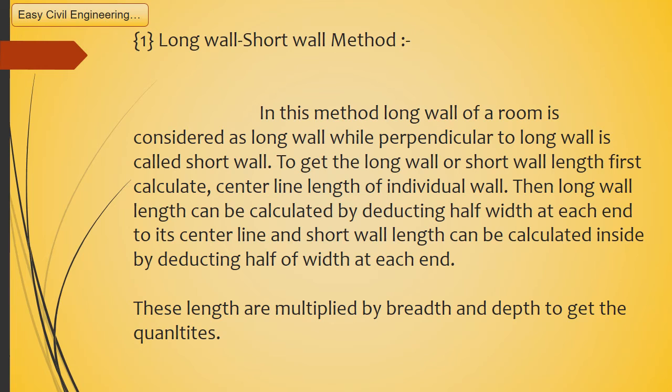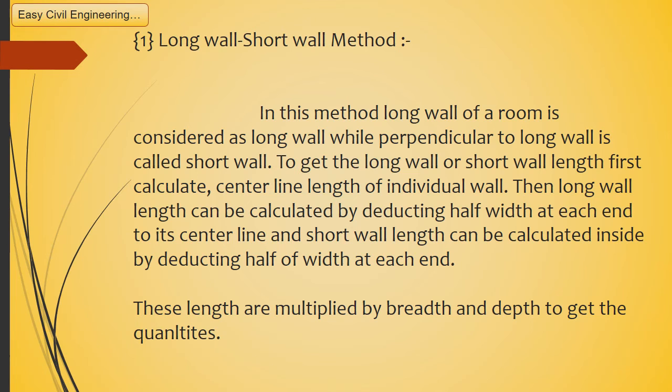Then for calculating the actual long wall length, we do center to center length minus half of the width at each end, or the total width of one end, and hence we have the long wall length. In the same manner we can calculate the short wall length also. For getting the quantity, we will multiply by the width or thickness of the wall, and the length and the height, or the depth we can say, of that particular wall.